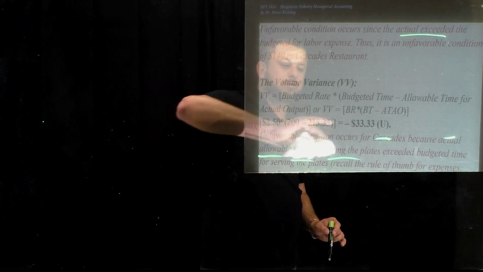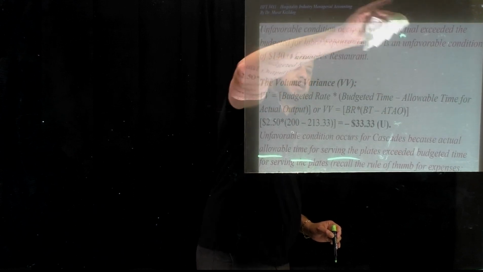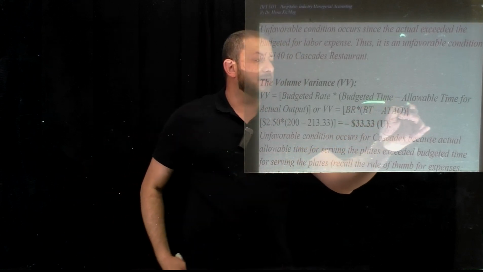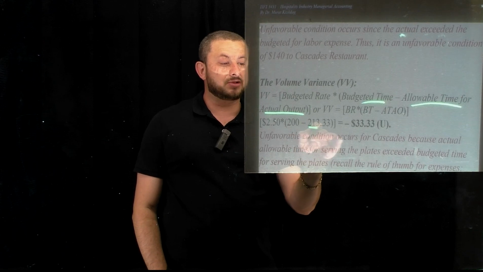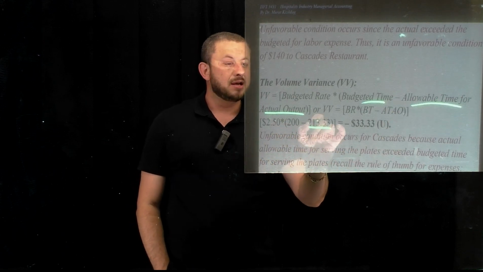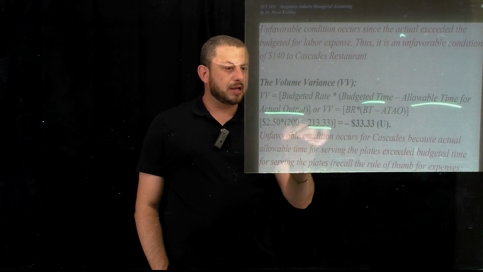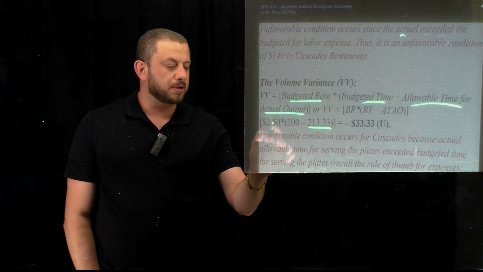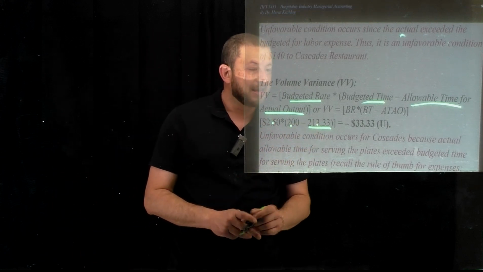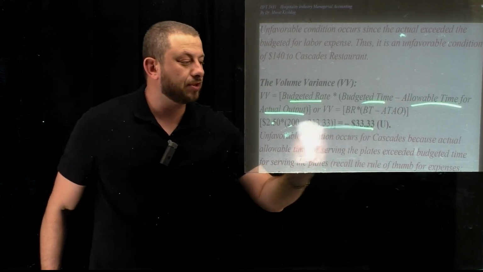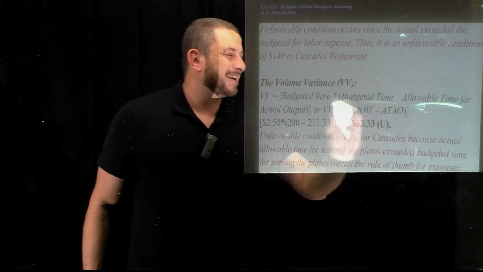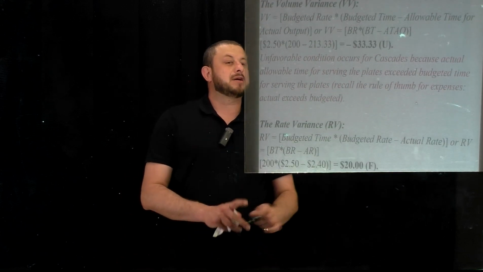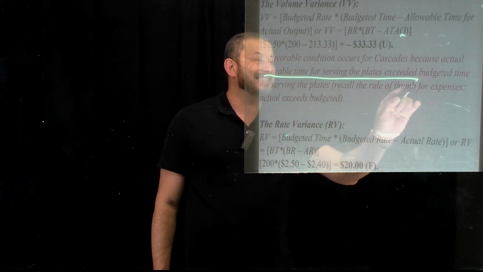The volume variance, guys, right here. Budget rate multiplied by budgeted time minus allowable time for the actual output. This is 213.33. This is the standard, okay? So 250 multiplied by 200 minus 213.33. It is negative $33.33. A lot of threes. Cents. Therefore, it is unfavorable again, because allowable time for serving the plates exceeds the budget.